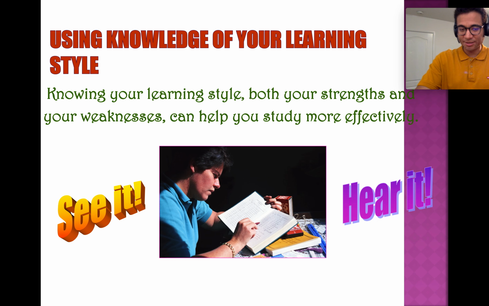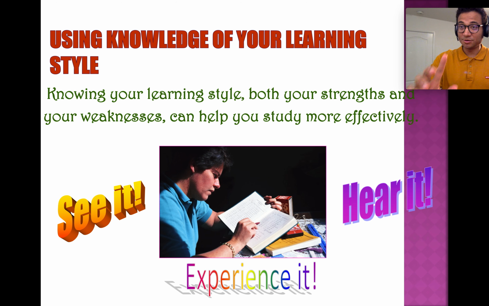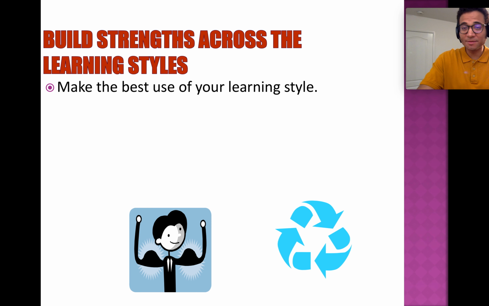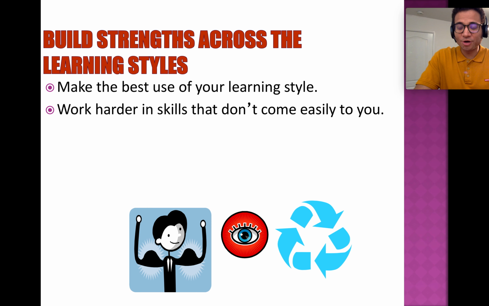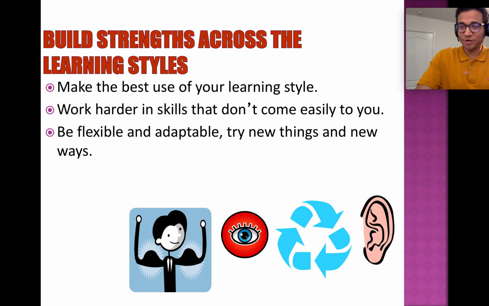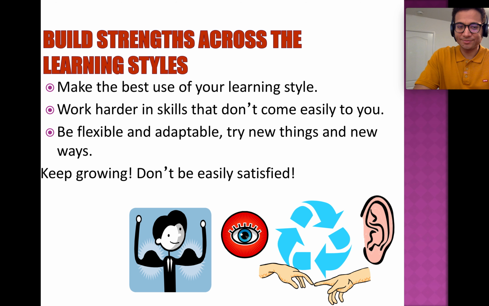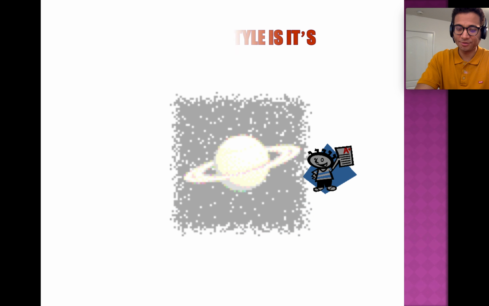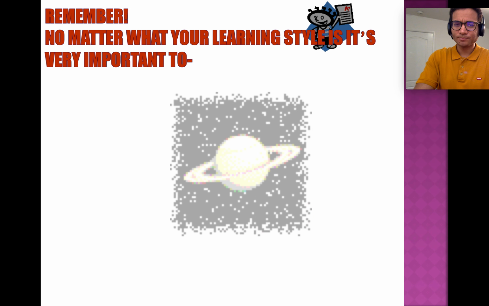Okay. See it. Hear it. Experience it. Sounds like a movie trailer or a commercial or something. Build strengths across the learning styles. Make the best use of your learning style. Work harder in skills that don't come easily to you. Be flexible and adaptable. Try new things and new ways. Keep growing. Don't be easily satisfied. That's called a growth mindset as opposed to a fixed mindset. So always grow, always develop, and always strive for that.